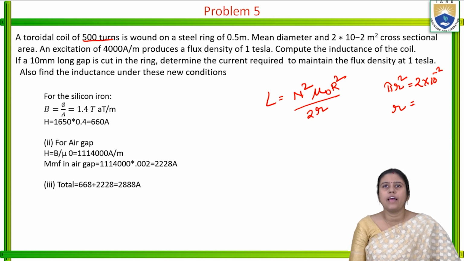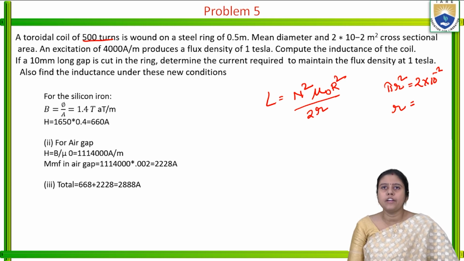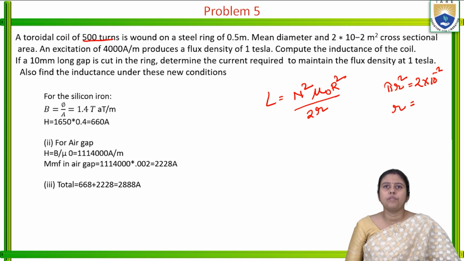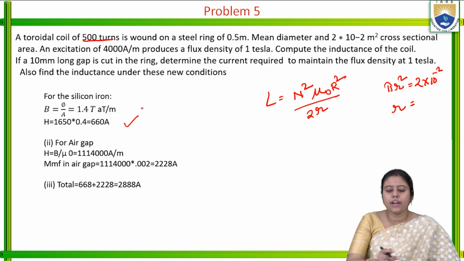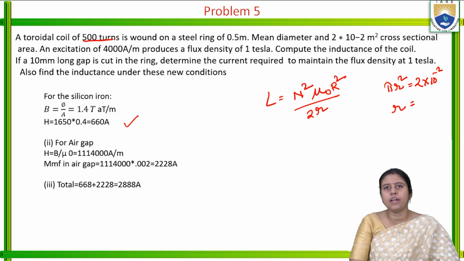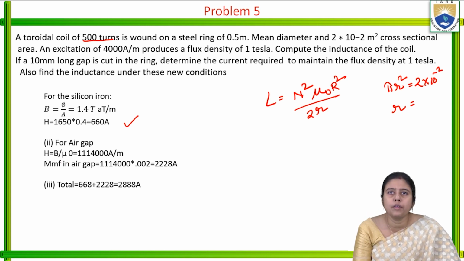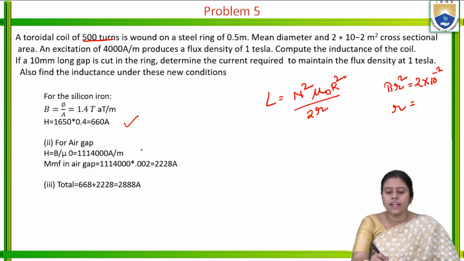So what is H? We can write H from the BH curve, and we can get the value of H. So if we cut the air gap, then what is the value of H? The H value is again B by mu naught. The B value is the same, 1.4 by mu naught. If we put in the values, we will get the air gap value.